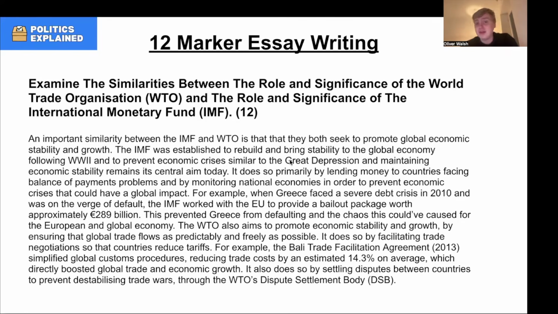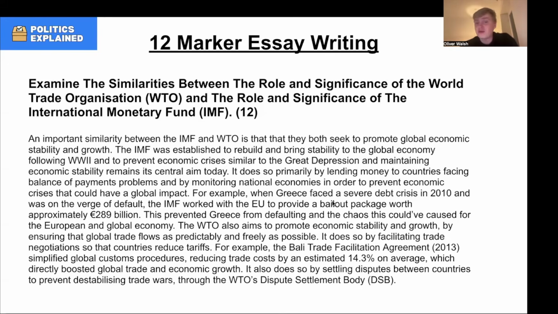The IMF was established to rebuild and bring stability to the global economy following World War II and to prevent economic crises similar to the Great Depression, and maintaining economic stability remains its central aim today. It does so primarily by lending money to countries facing balance of payments problems and by monitoring national economies in order to prevent economic crises that could have a global impact.